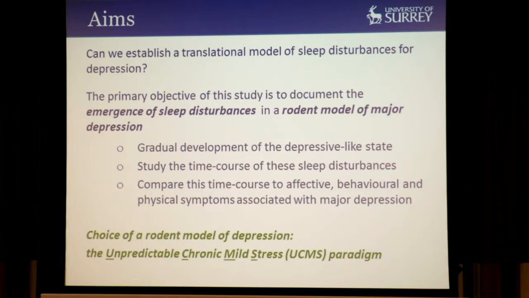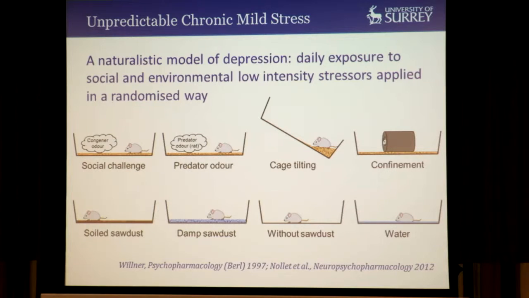The first one is because it's considered by many to be one of the more useful models to actually assess antidepressant activity, and also because it's a chronic model and it allows this gradual development of the depressive-like states. So how does this work? This is a naturalistic model.